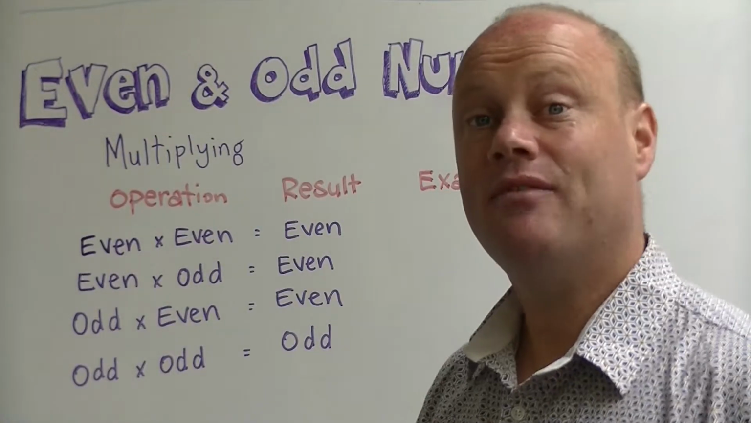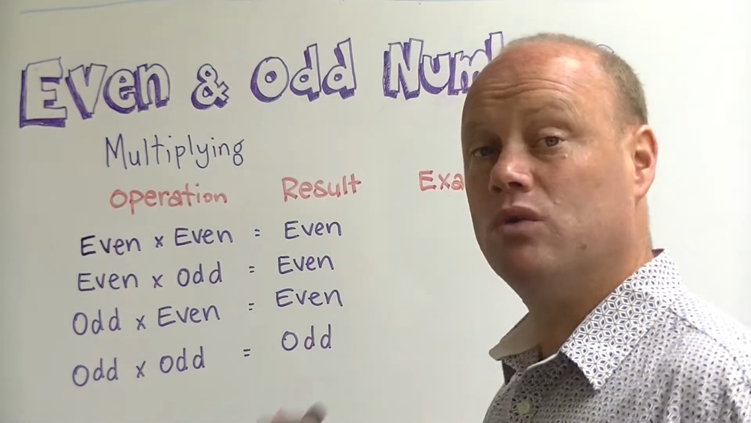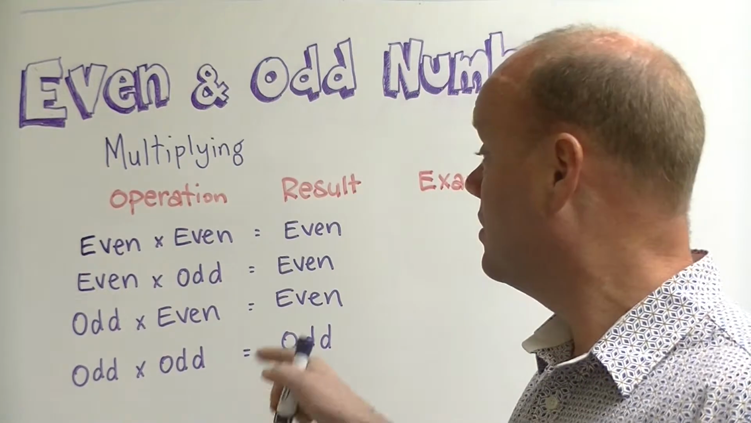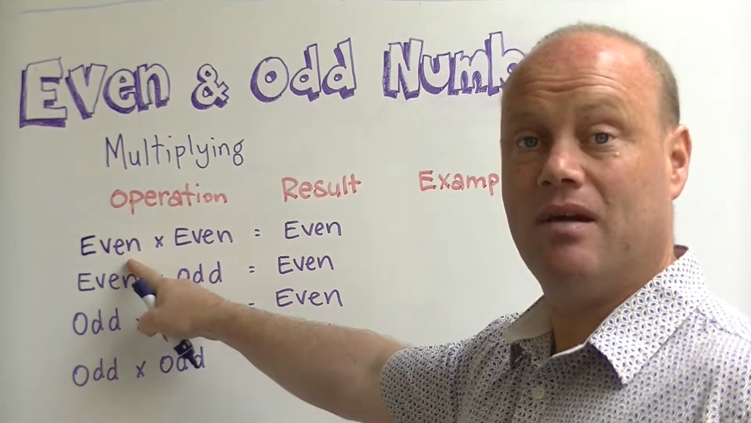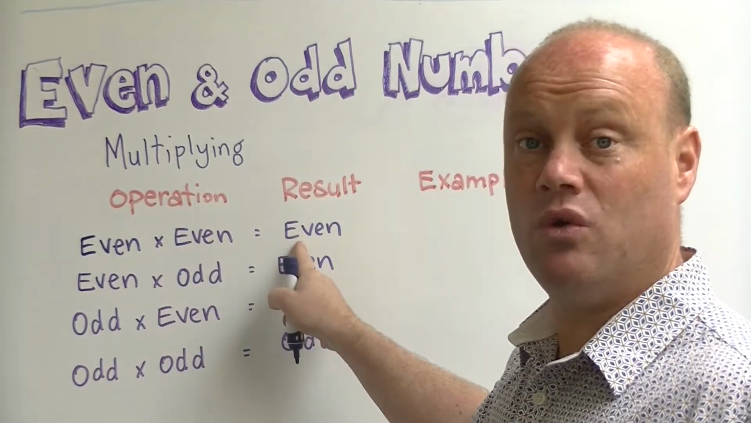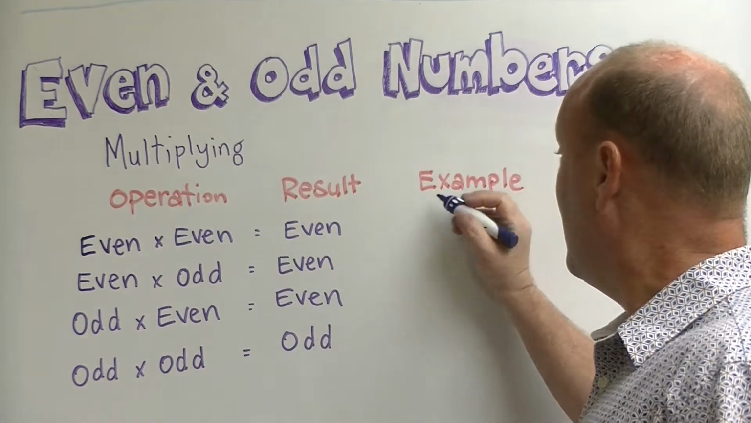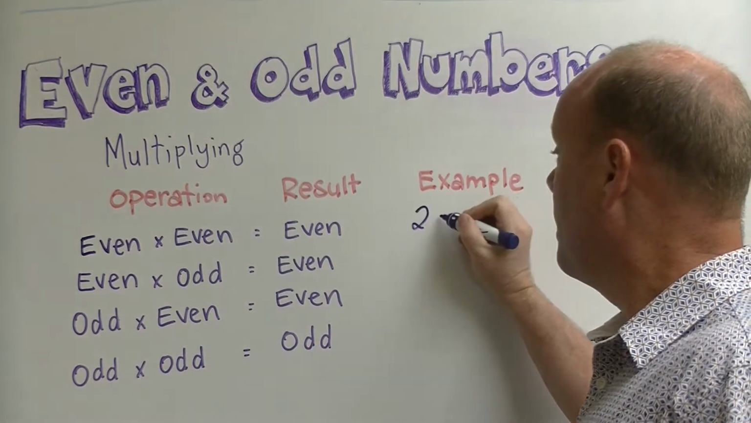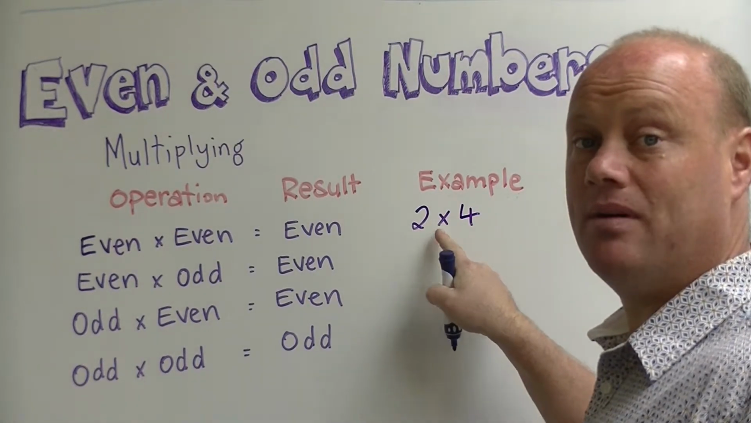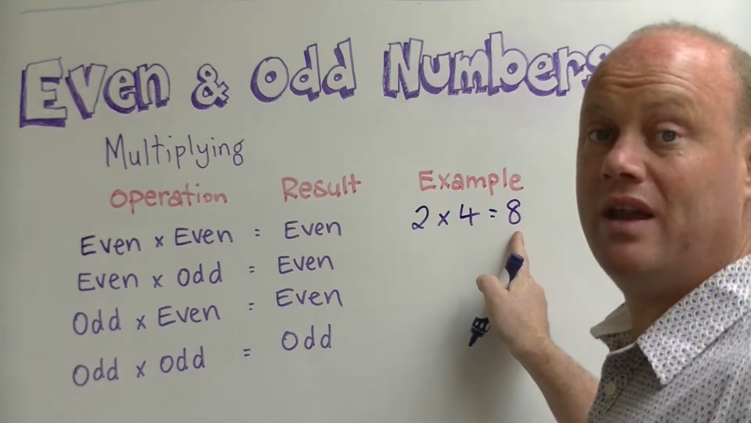So now let's have a look at what happens when we multiply numbers. Okay, when we multiply numbers, again, we always get the same results. If it is an even number multiplied by an even number, the result is always going to be even. For example, if I have 2 multiplied by 4, which is an even multiplied by even number, the answer is 8, which is also an even number.